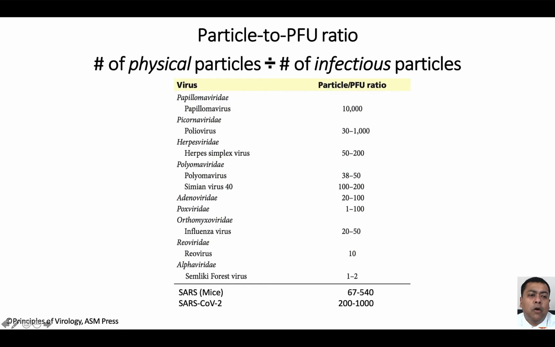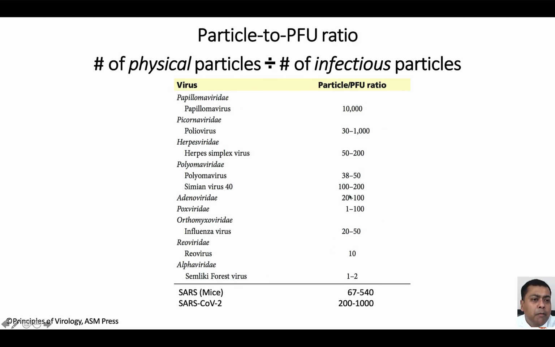So this is also important, and we can calculate the particle to PFU ratio, the number of physical particles to infectious particles. You can do that by electron microscopy. You look at the number of particles in a sample, and then you look at the PFU experimentally. And let's see, the number varies hugely. Here, the papillomavirus particle to PFU ratio is 10,000. So you can easily imagine that a large amount of the papillomavirus that is produced is defective.